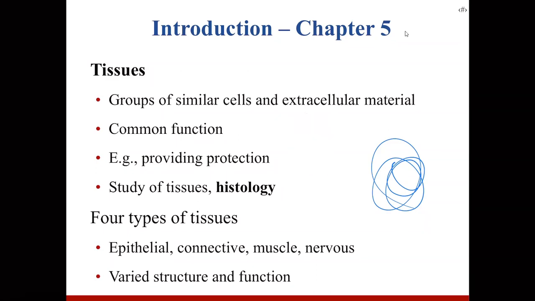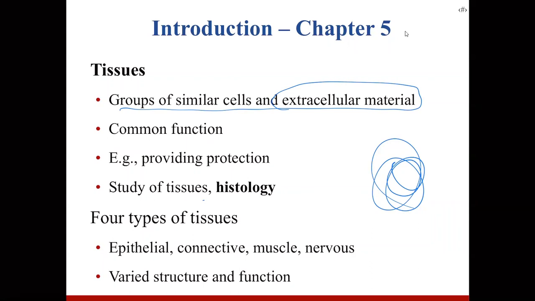Okay, I'm erasing. Okay, so tissues are groups of cells and extracellular material. So it's the stuff in between the cells. You have to remember that a tissue has a common function. So an example is providing protection. And when we study tissues, we call that histology. So I've been over this.